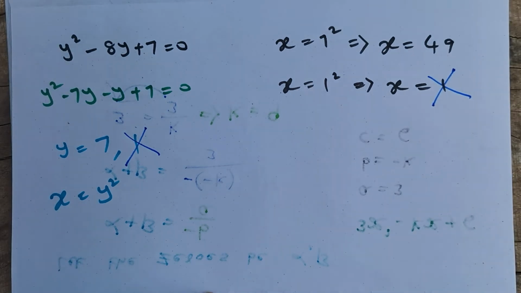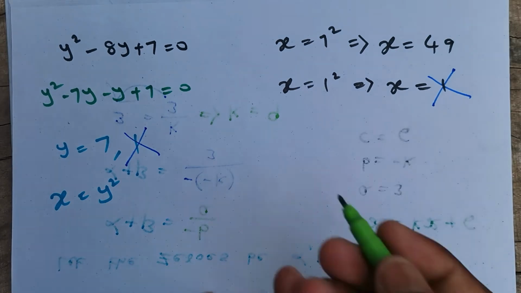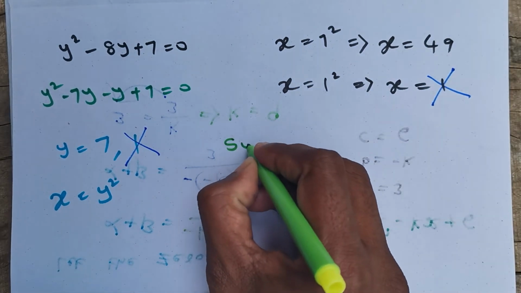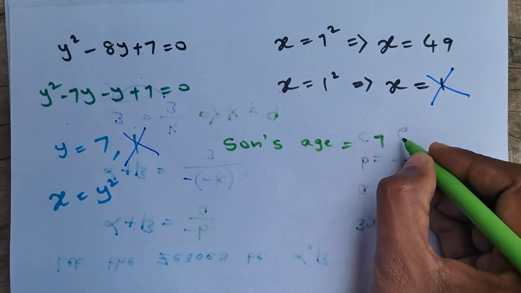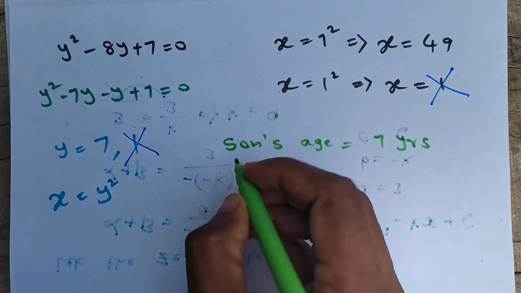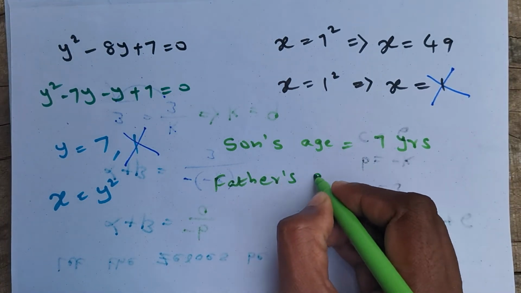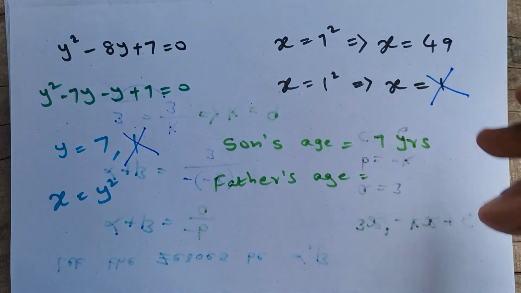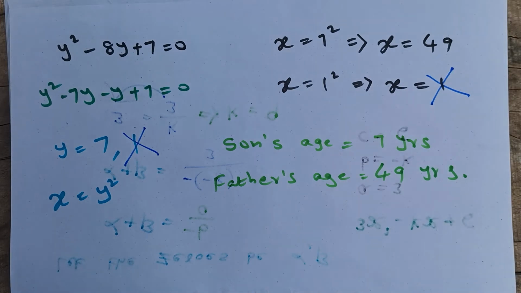So we have very clearly now y is 7, that is son. Son's present age is 7 years. Next, x is father, so father's present age is 49 years. Son's present age is 7 years and father's present age is 49 years.